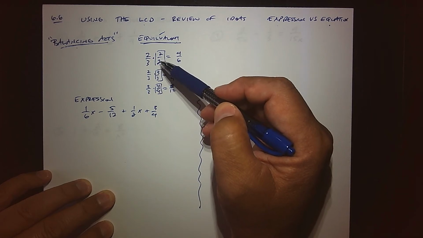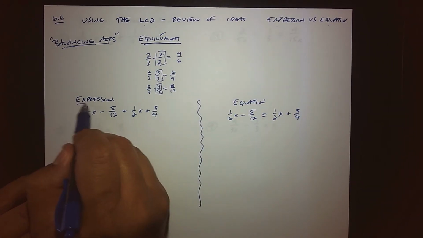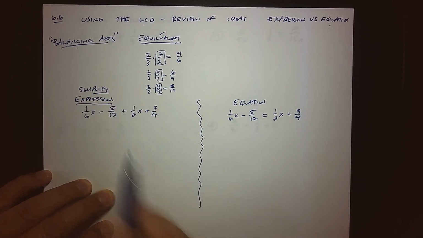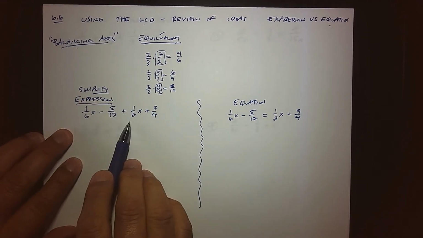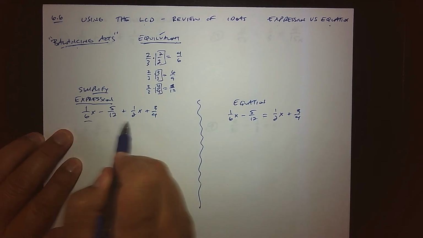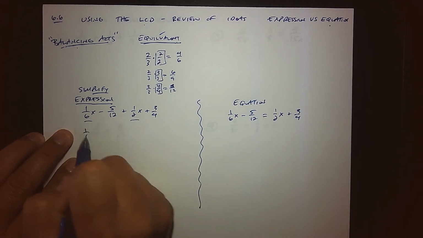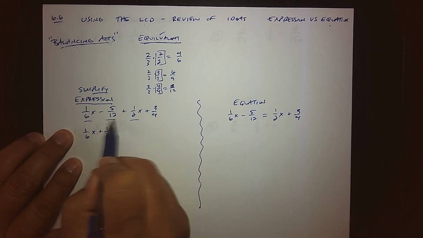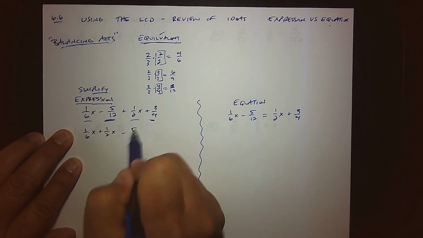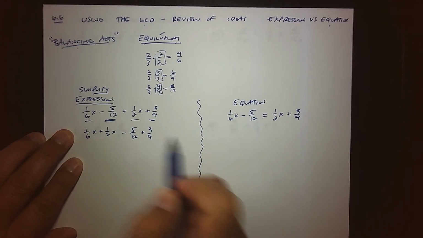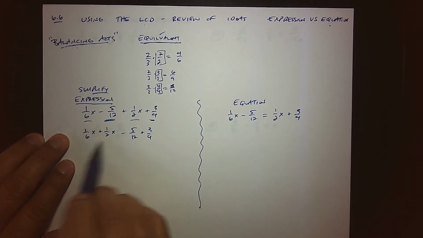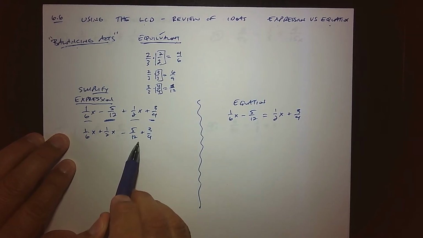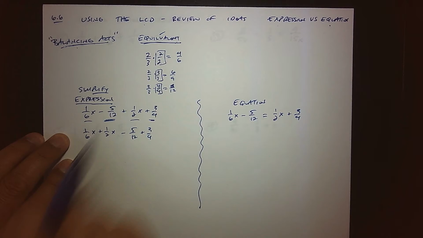This type of balancing act is needed when we're working with an expression and we're trying to simplify it. So when we look at this expression here, the two terms that are like need to be added together. So we have 1/6x plus 1/2x, and then these two terms don't have an x, so they would be like. So I'm trying to combine like terms here. I'm essentially trying to add fractions and add fractions. So what balancing act do I need? I need the equivalent fraction balancing act.